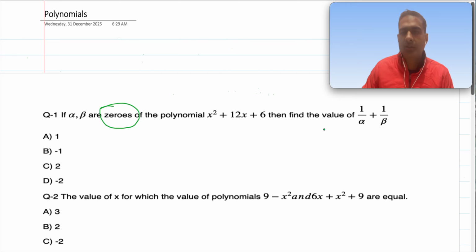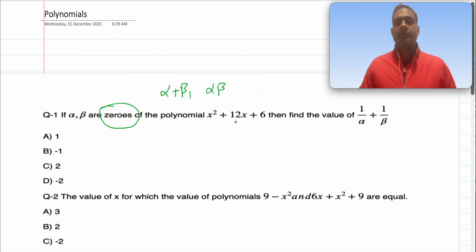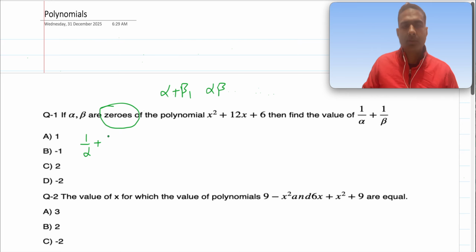But if we look here, we know that we can find out the value of alpha plus beta and alpha beta directly from this equation, as we know the relationship between the coefficients of the equation and the roots. So if I can convert this equation in terms of alpha plus beta and alpha beta, then I can quickly get the answer and save my time. So the given expression is 1 by alpha plus 1 by beta. If I simplify it by taking the LCM, I will get alpha plus beta divided by alpha beta.